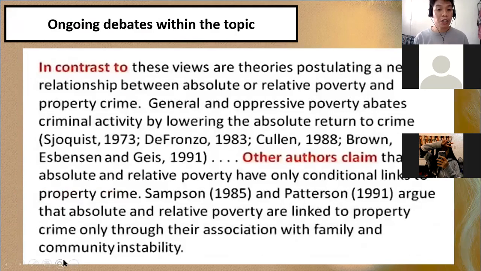Okay, ongoing debates within the topic. In contrast to these views, our theorists postulate a negative relationship between absolute or relative poverty and property crime. General and oppressive poverty abates criminal activity by lowering the absolute return to crime. So according to authors. Other authors claim, so as you can see, ongoing debates within the topic means that you're going to present the arguments about the topic, whether they agree or disagree.